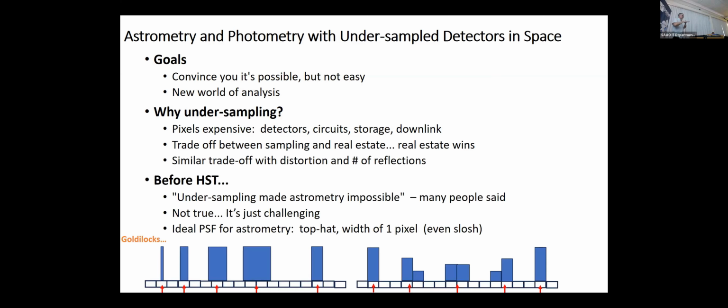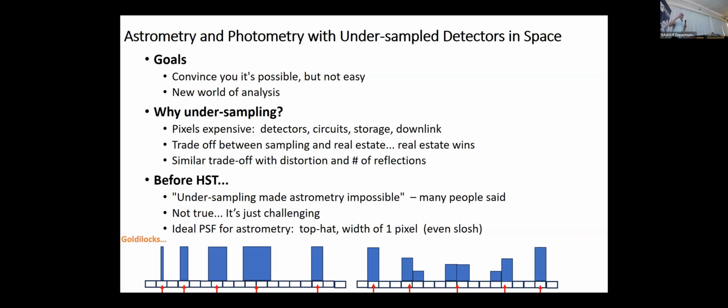I remember when we first started producing HST data, my advisor, Ivan King, was furious that there was always so much distortion in these detectors, but the reason is they want to have as few bounces as possible. So they don't care where the images land on the field, they just care that they're sharp. And so that's similar to an undersampling thing, and distortion is not a major problem. So before HST, people said undersampling just makes astrometry not doable. And that's not true at all, but I remember being told that when I was in graduate school, that you just can't do astrometry with undersampling. And it's not true, it's just challenging.